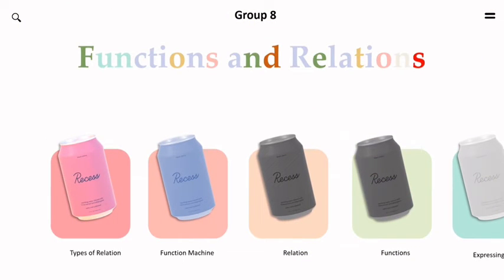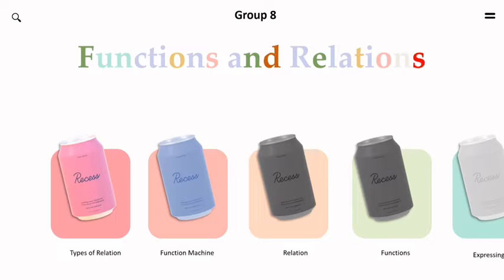Let us review. A relation, again, is when the domain has many connections to the range. For example, 2 is in the domain and it is related to both 8 and 9 in the range. A function is when the domain only has a connection to only one range. An example: 1 in the domain is related to 0 in the range.